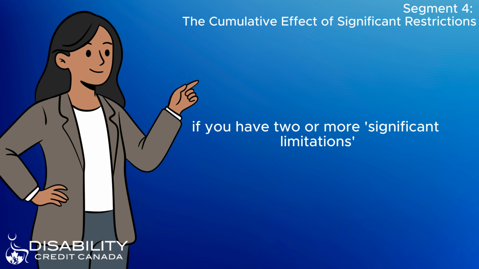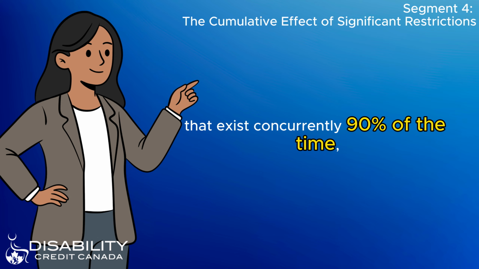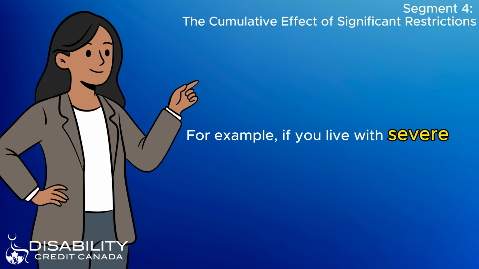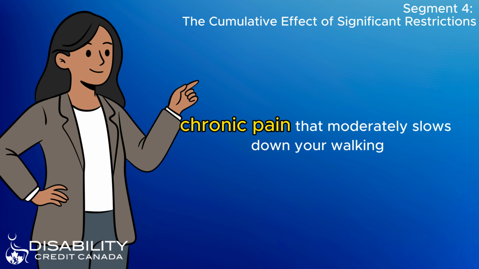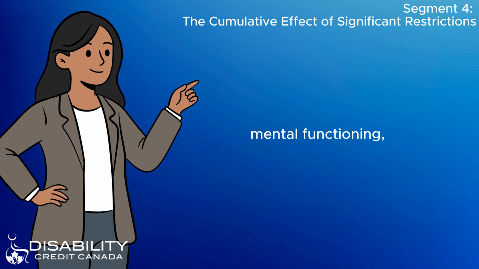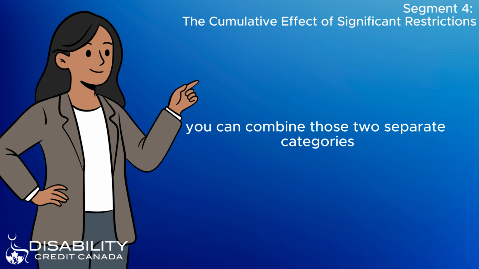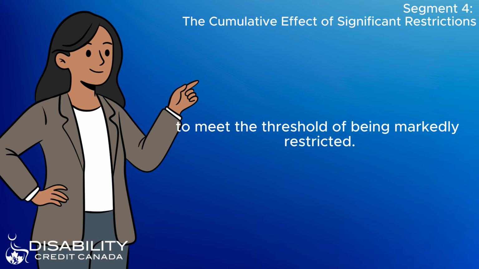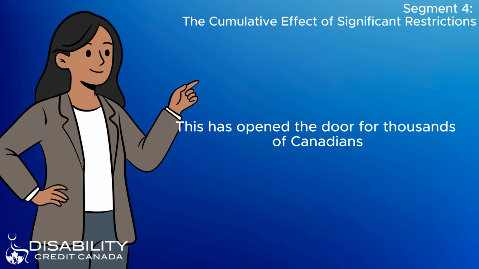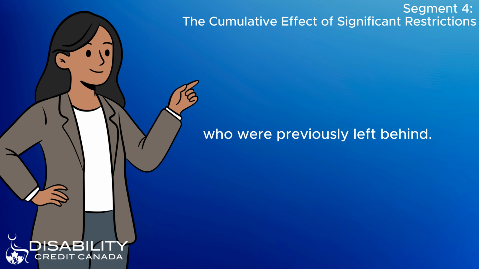This means if you have 2 or more significant limitations that exist concurrently 90% of the time, their combined impact can qualify you. For example, if you live with severe chronic pain that moderately slows down your walking, and that same chronic pain causes severe depression that restricts your cognitive mental functioning, you can combine those 2 separate categories to meet the threshold of being markedly restricted. This has opened the door for thousands of Canadians who were previously left behind.